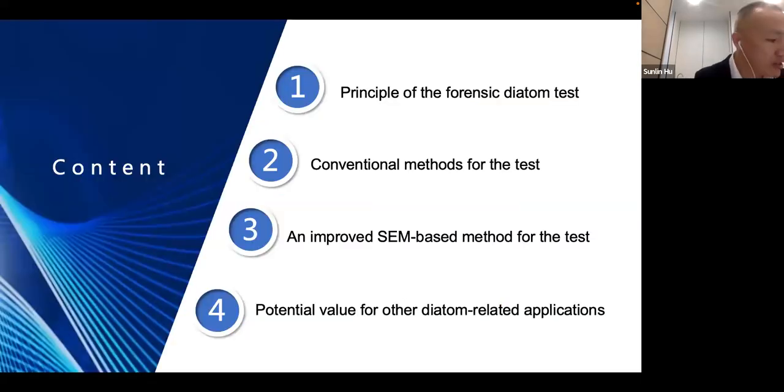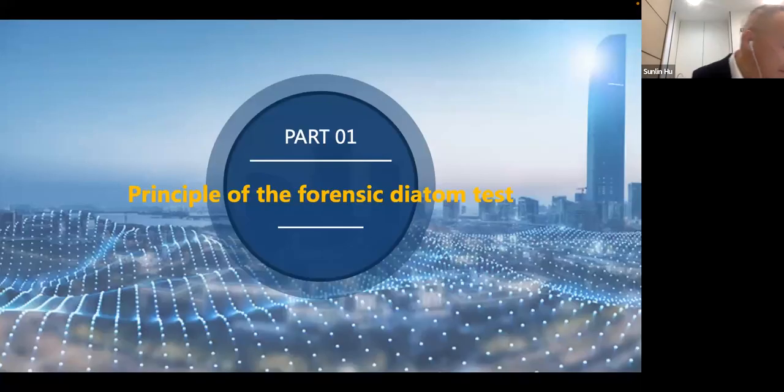My talk includes 4 parts: principle of the forensic diatom test, conventional methods for the test, the improved SEM-based method, and its potential value for other diatom-related applications. Now, let's come to part 1, principle of the forensic diatom test.